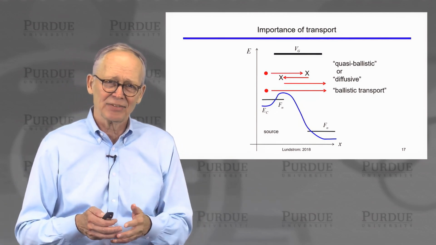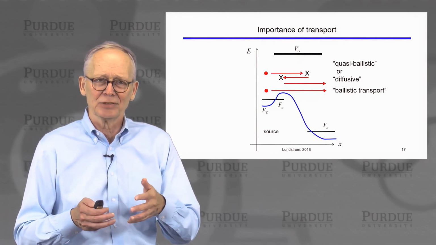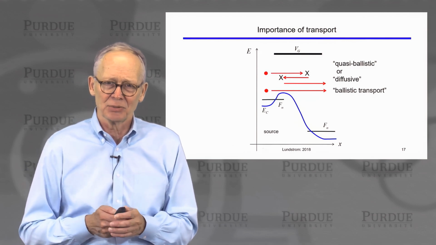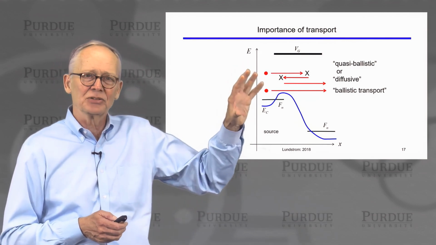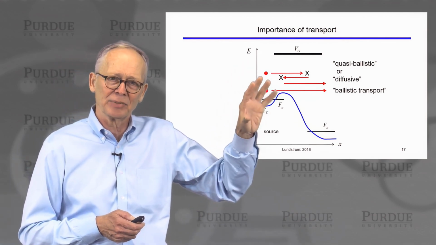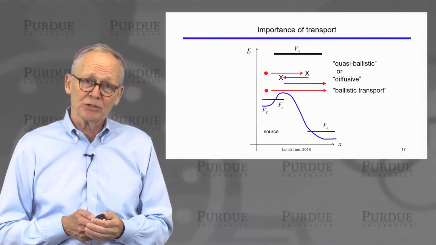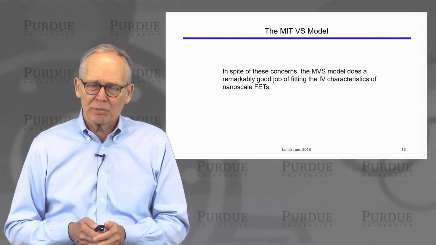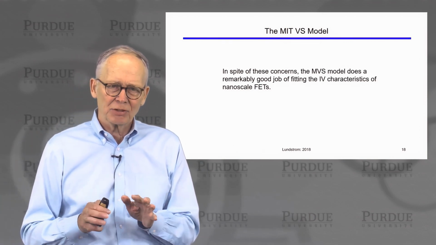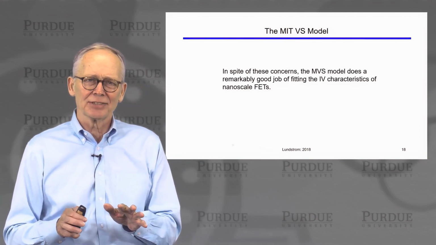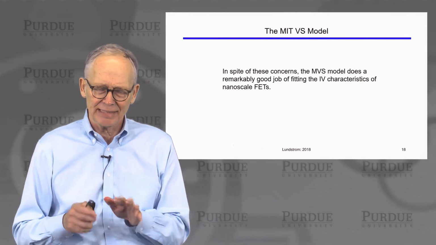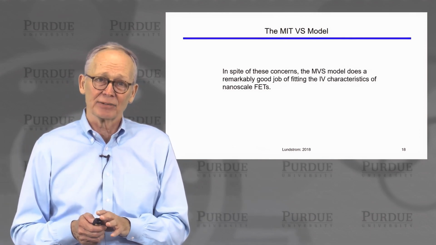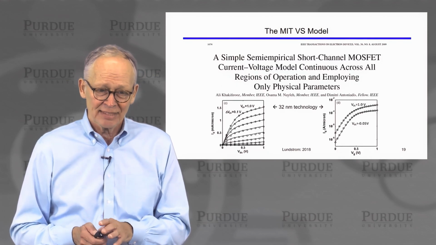There's not enough scattering that we're fully diffusive and that we can use concepts like mobility and saturation velocity and feel comfortable with it. But these are some of the issues that we're going to be discussing and developing an understanding of when we get to Unit 4 of this course. Okay, but I just want to point out that this particular model, in spite of these concerns about the physics upon which it is based, does a remarkably good job of fitting the IV characteristics of modern transistors.